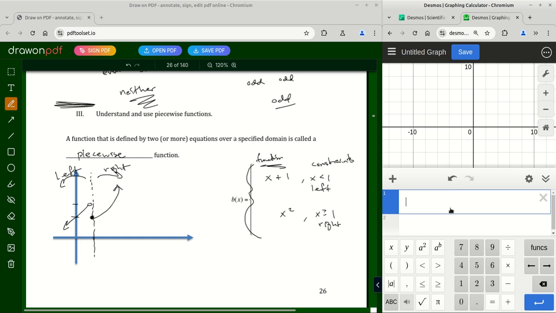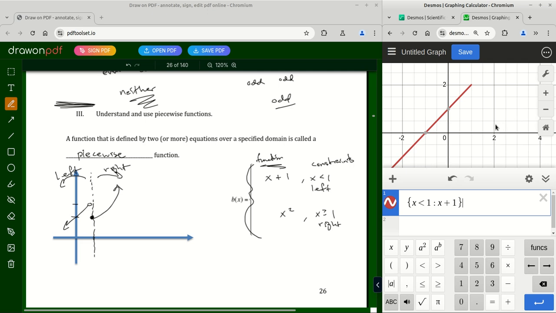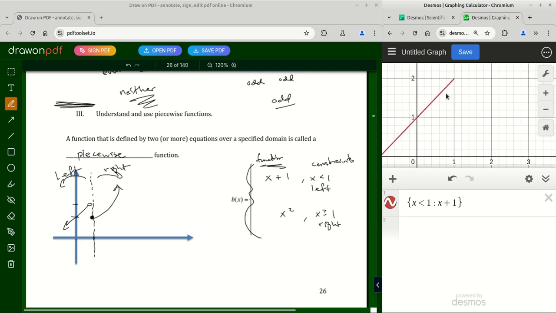So for a piecewise, you're going to have to do the curlies, but you have to put the constraints first. So you have to do x less than 1, and then a colon, and then x plus 1, close off your curlies. Notice that it's the same line that we had, but it stopped. Where did it actually stop? That looks like x equals 1. If you hover on top of it, can I touch 1? Oh, I can't touch 1. The reason why is because it doesn't exist. There's a hole right there.